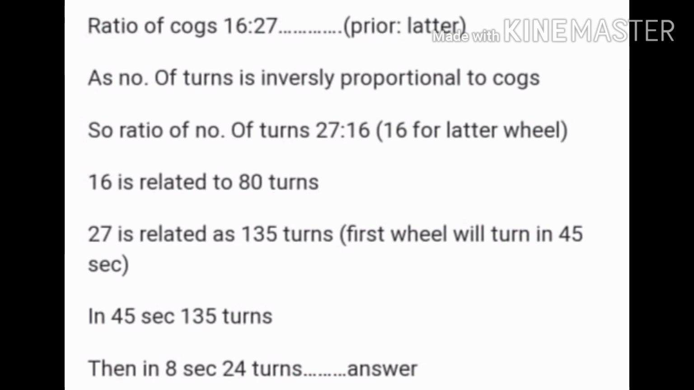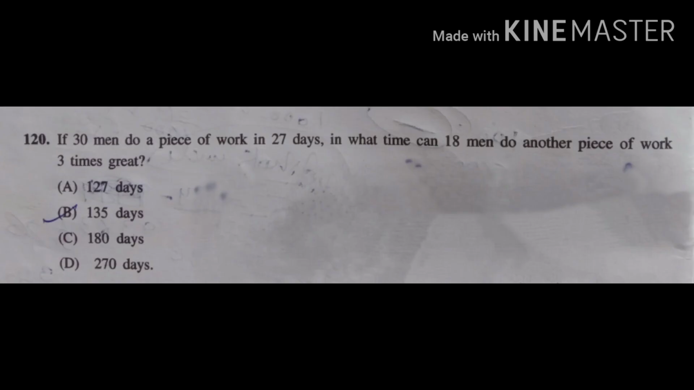Move to the 20th question, the last question of this video. If 30 men do a piece of work in 27 days, in what time can 18 men do another piece of work 3 times as great? Options are 127 days, 135 days, 180 days, or 270 days.